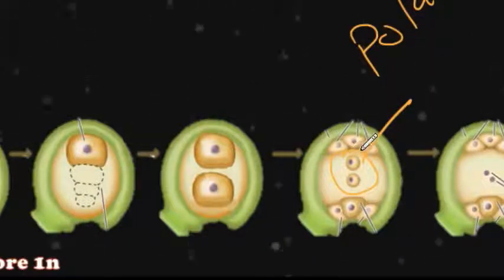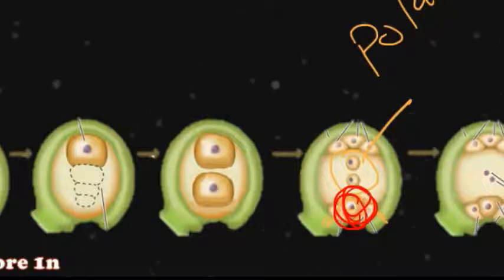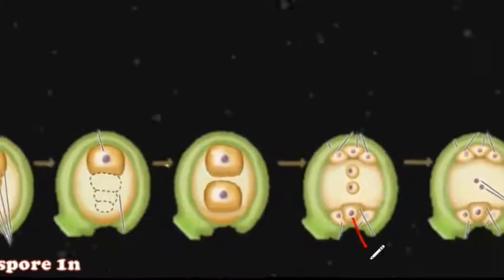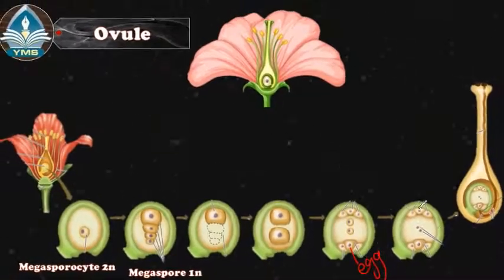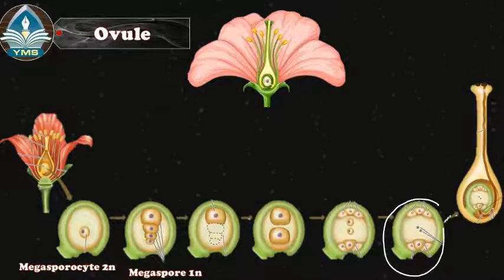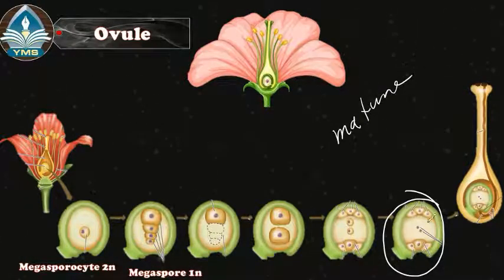Here the upper three cells are called antipodals, and these two cells here, the synergids, and the one in the middle, this one is the most important one, because this one will be the egg cell which will be fertilized to make the zygote. So this one here, after all the divisions, we will call it the mature ovule. Okay, this is the mature embryo sac.